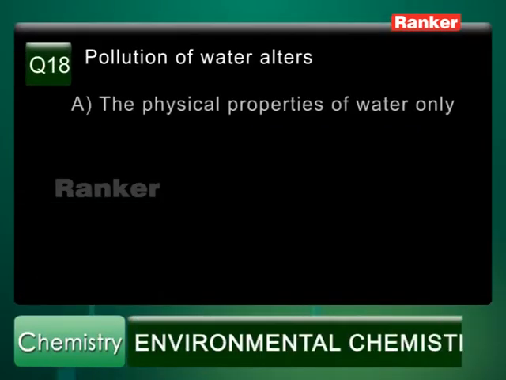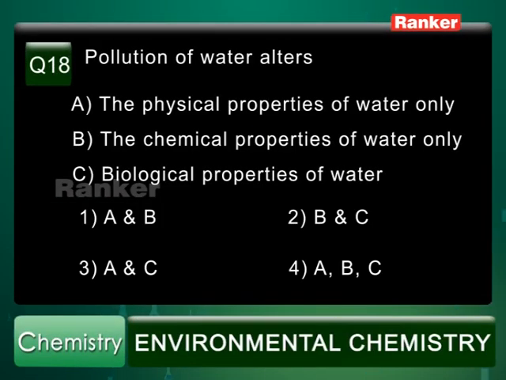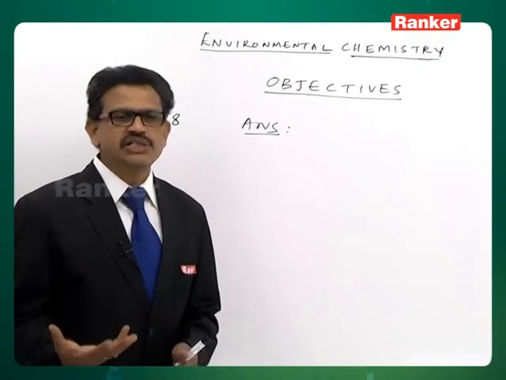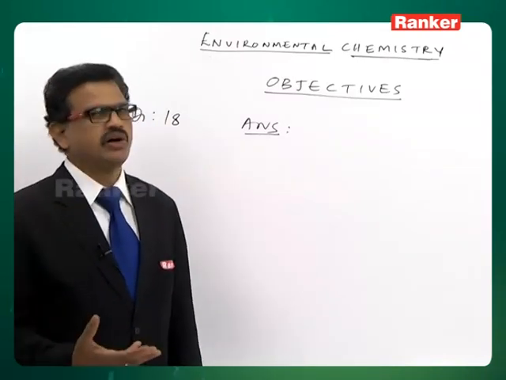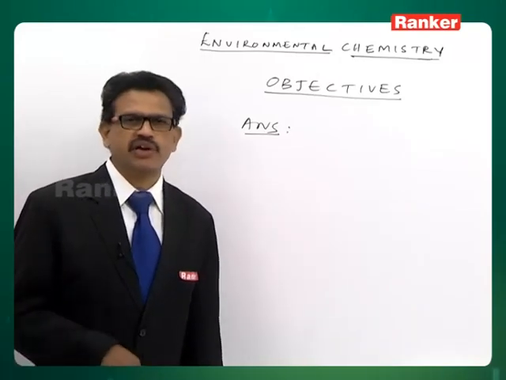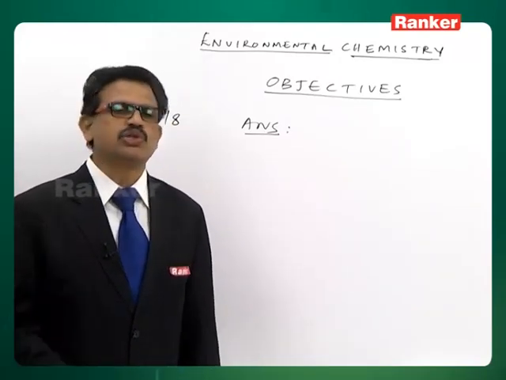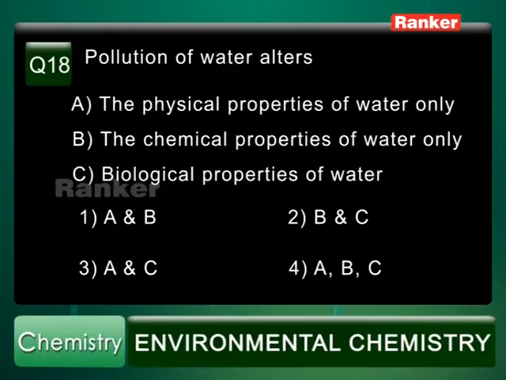18th question, pollution of water alters. They gave options A, the physical properties of water only, B, the chemical properties of water only, C, biological properties of water. Combined, option 1 is A and B, option 2 is B and C, option 3 is A and C, option 4 is A, B, C again. Pollution of water alters physical properties like color, taste, appearance. The chemical properties cannot fit for drinking purposes, and for the biological properties, aquatic life cannot survive. Therefore we can go for answer 4, the combination of A, B, C.